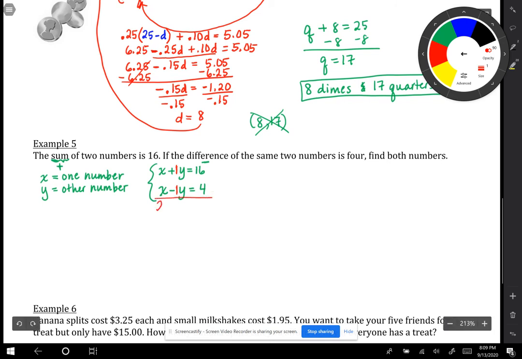X plus x is 2x. These cancel because they're opposites. And we have 16 plus 4 is 20. Divide by 2. X equals 10.